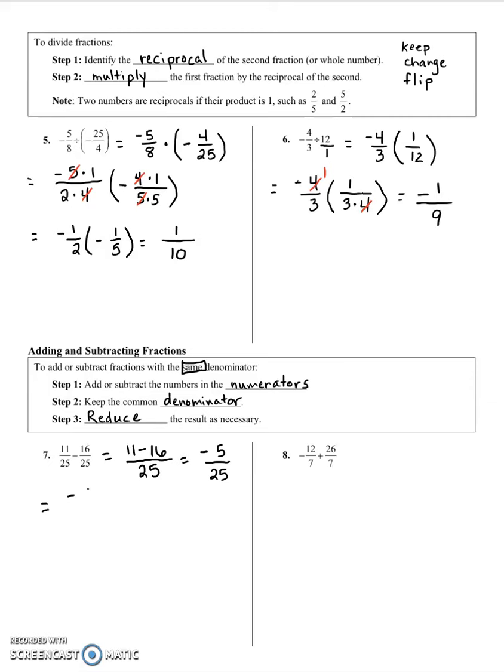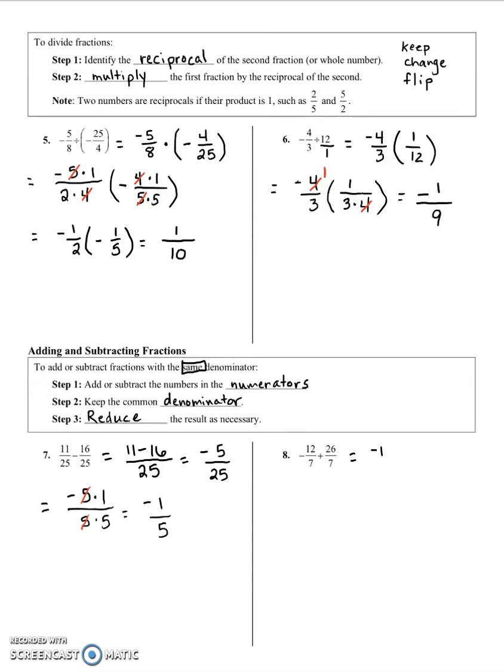which reduces, let's see, we have -5 times 1 in the numerator and 5 times 5 in the denominator. So 5's cancel out, and we're left with -1/5. Okay, again, you should pause the video here and attempt number 8 on your own, and then restart the video to see if you got the right answer. So this time we have -12/7 plus 26/7.